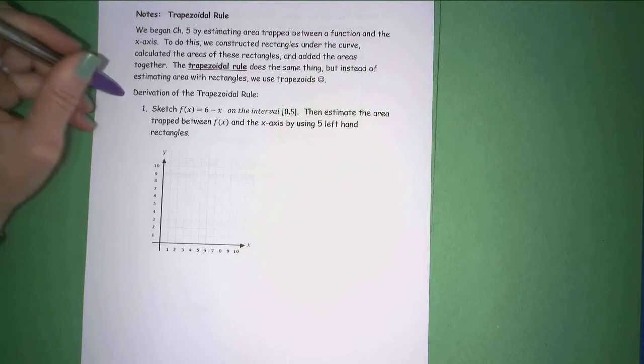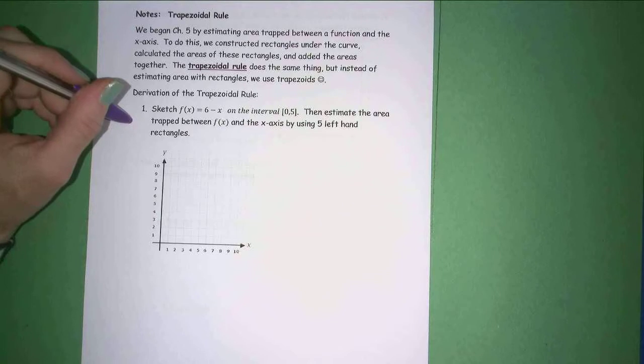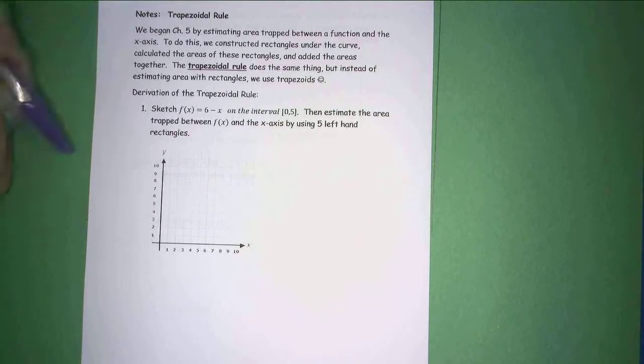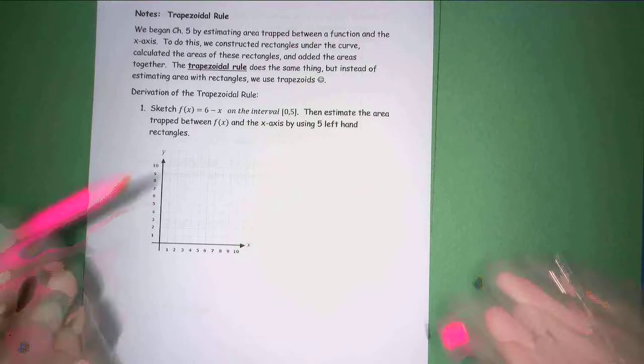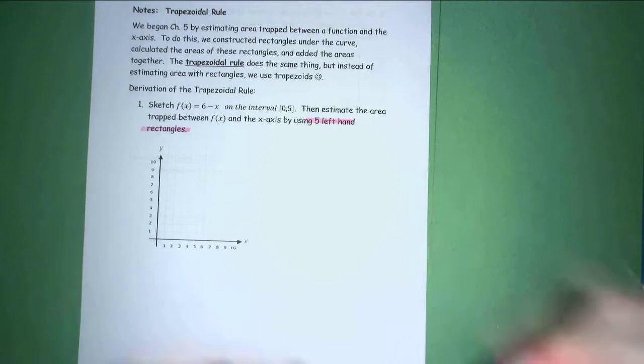Okay, so the next few pages, we're going to derive the trapezoidal rule. And I'm going to do it using some older information. So take a look at number 1. You already know how to do this. Sketch f of x equals 6 minus x on the interval 0 to 5. Then estimate the area trapped between f of x and the x-axis by using 5 left-hand rectangles. So we've done this before. We know how to do 5 left-hand rectangles, so I'm going to go through this pretty quickly.